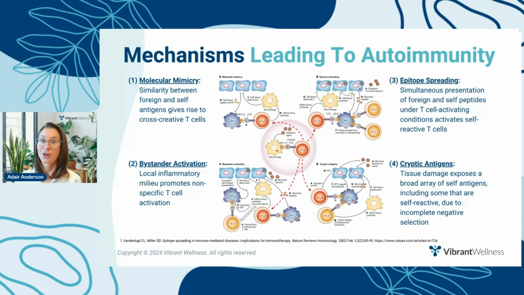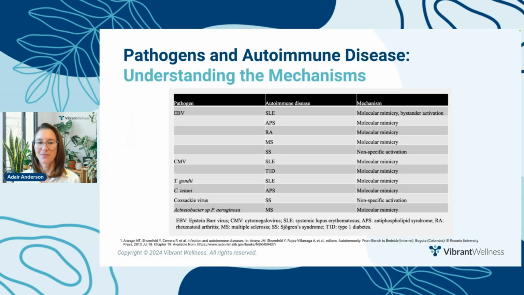And number four, cryptic antigens. This is when tissue damage exposes a broad array of self antigens, including some that are self reactive due to incomplete negative selection. In an inflammatory state, antigen presenting cells can digest the proteins in the milieu and present them for antibody production. Therefore, when there's a lot of localized damage, self tissue could also get presented, and thereby you could start developing antibodies towards your cell tissue.